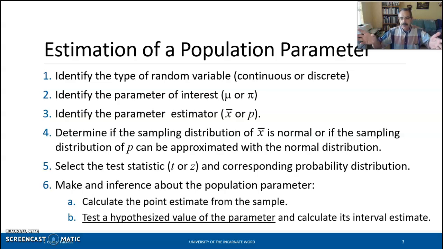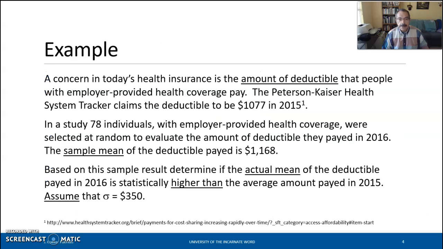And that is going to depend on whether you're dealing with a continuous random variable, then you will deal with the mean. And if you're dealing with a discrete random variable, then you'll be working with the proportion. So keep that in mind so that you distinguish these two types of problems. All right, so let's look at an example to illustrate what this idea of a hypothesis test is.